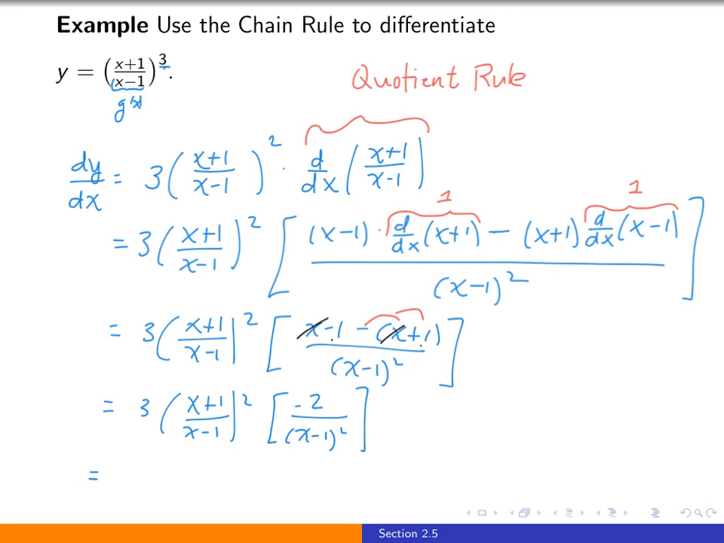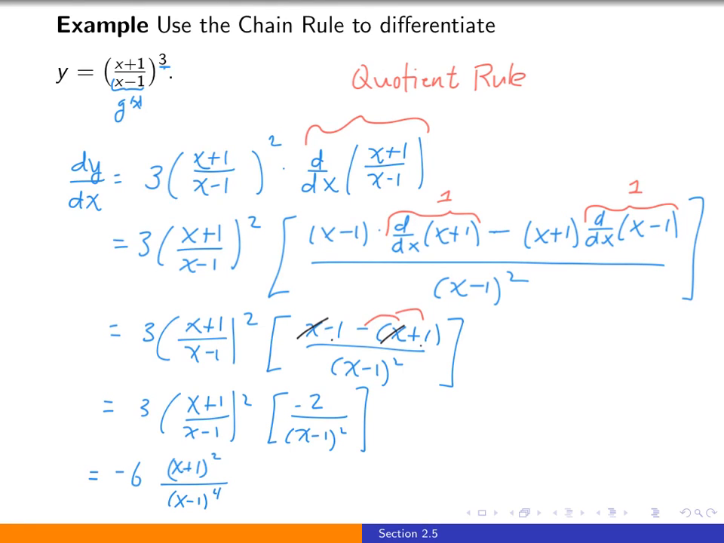And I think we can do one more basic simplification here. We can note that 3 times minus 2 is minus 6. And then we can take the two fractions that remain and distribute the square in the first and then multiply the bottoms together. So what we'll have in the top is x plus 1 squared. And what we'll have in the bottom is x minus 1 squared times x minus 1 squared. So that would be x minus 1 raised to the 4th.